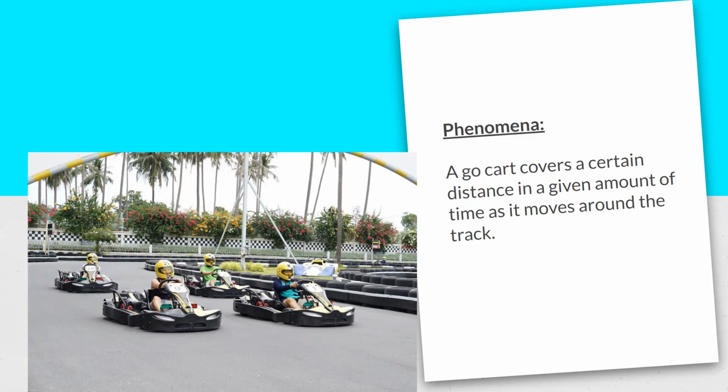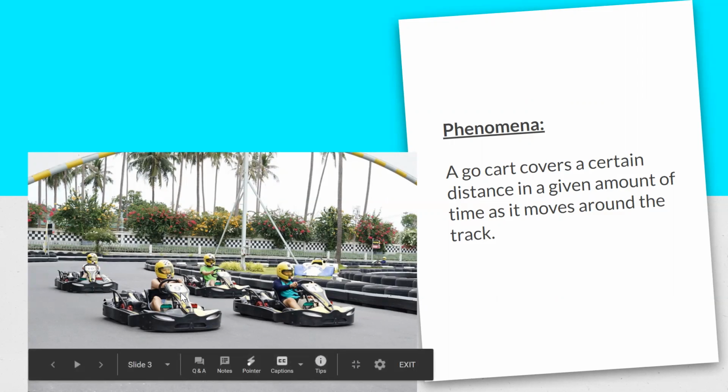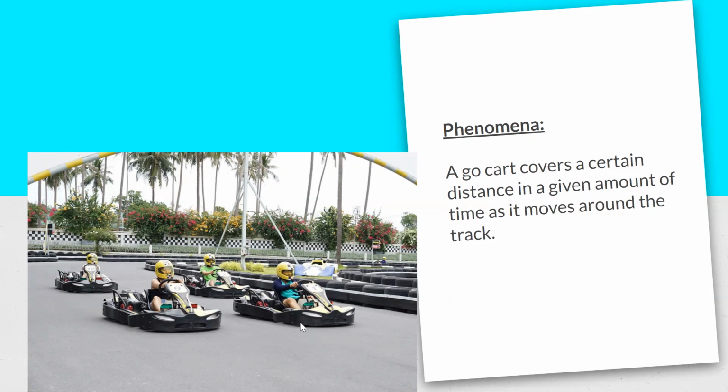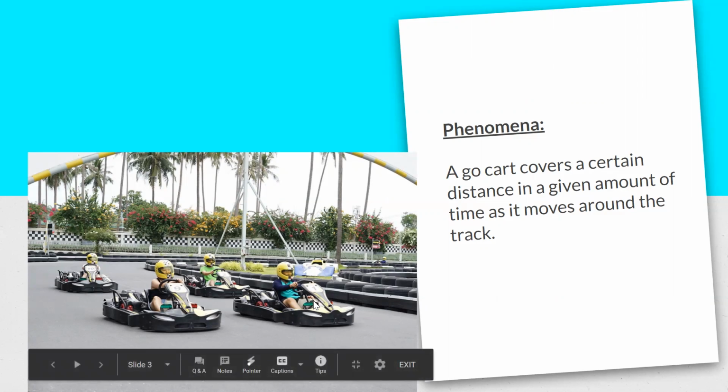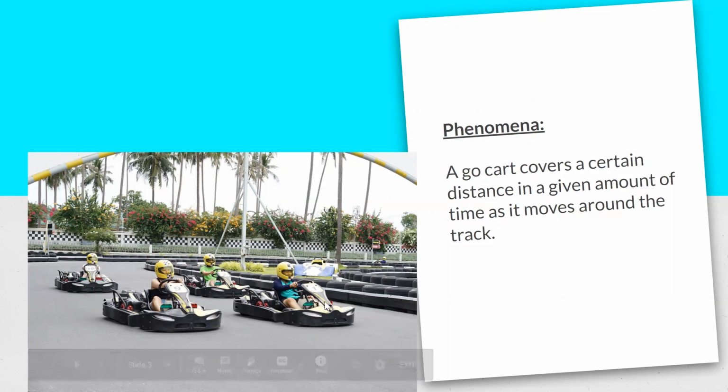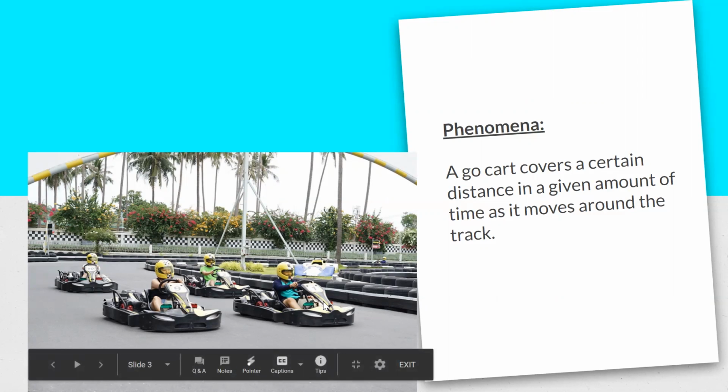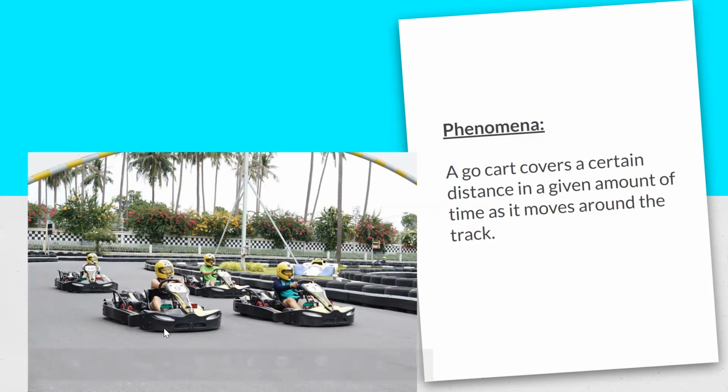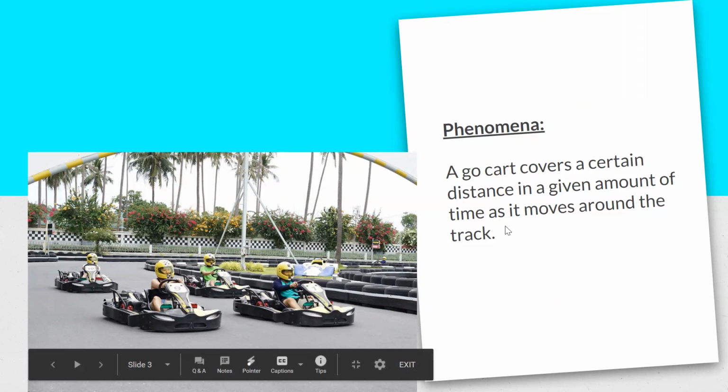So let's read it one more time. A go-kart covers a certain distance in a given amount of time as it moves around the track. That has to do with speed. How fast are you covering this distance in a given amount of time? Because if, let's say, number 9 is going really slow, let's say 10 miles per hour, because that's really slow for a go-kart, right? And number 1 is going, let's say, 45 miles per hour. Who's going to cover the distance in a shorter amount of time? Number 1, because he's going 45 miles per hour as opposed to number 9 that's going 10 miles per hour. So this phenomena has a lot to do with speed.